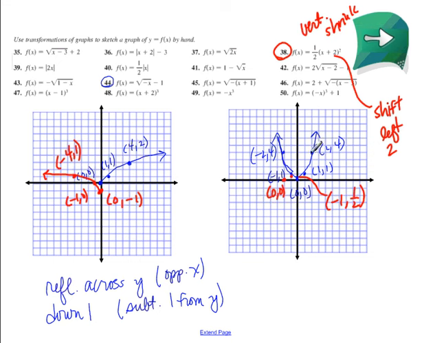(2, 4) left by 2 takes me to (0, 4), but I've got to multiply the y value by 1/2, and that would take me to (0, 2). (-1, 1) shifted left by 2 takes me to (-3, 1), but multiplying the y value by 1/2 would be (-3, 1/2). And then one more, (-2, 4) left by 2 takes me to (-4, 4), but multiplying the y value by 1/2 takes me to (-4, 2). And so my new graph would look like this.